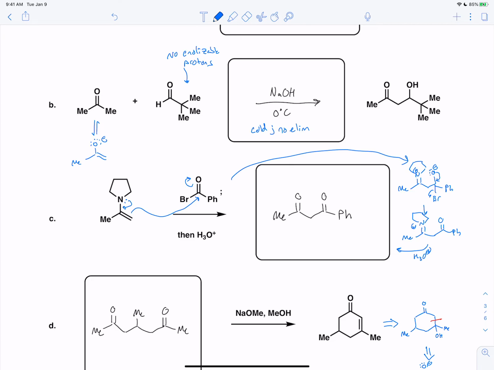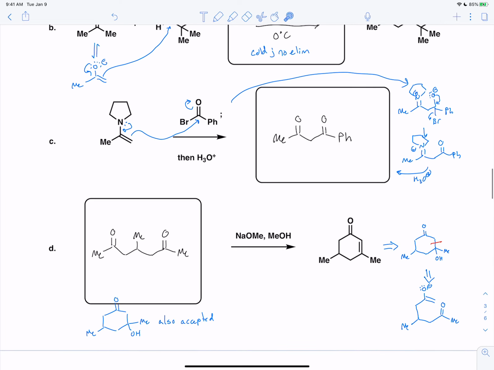And this ketone enolate, under basic conditions, will be able to add in to the aldehyde. Note that we don't have elimination in the final product. We still have our hydroxyl group. That means that we need to be doing it at reduced temperature. Another acceptable answer here I had was LDA, because LDA also only has one type of hydrogen that it can deprotonate.